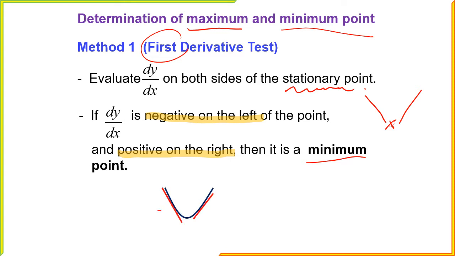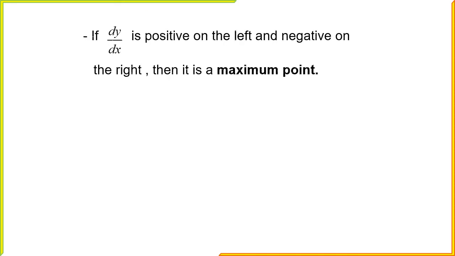Okay, so this is how the curve will look like, because the gradient is going down and then after the point will be going up. So it's a minimum point. If dy/dx is positive on the left side and negative on the right, so it will be opposite from the previous one, then it is a maximum point. Because we have a positive gradient and then we meet the point and then the gradient will be negative, so it's a maximum.